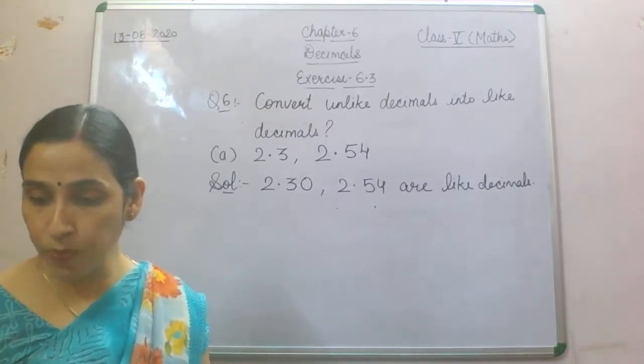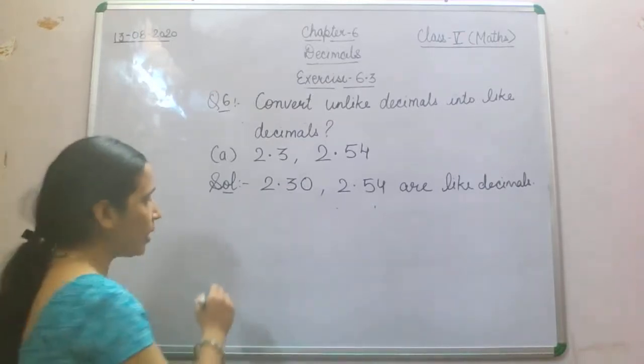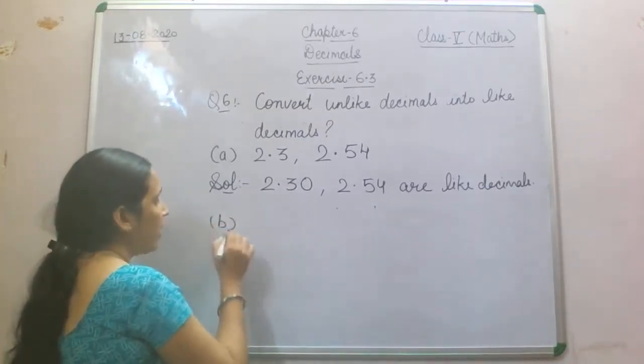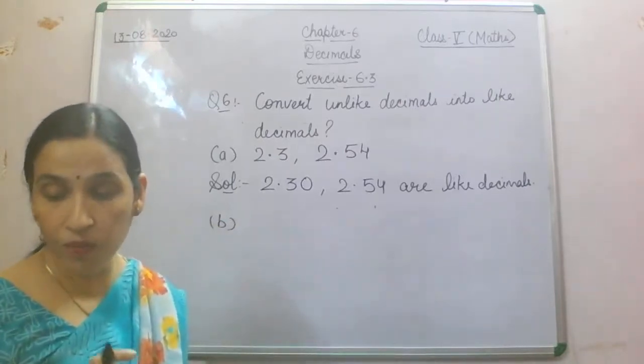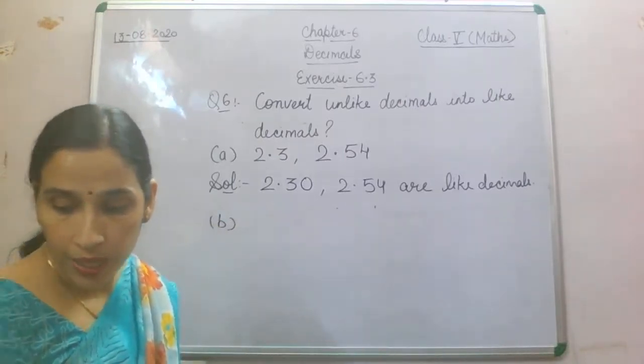So let's do B part. Now in B part you have a little bit of a difference. Here we have one whole number also. Now what do we have?